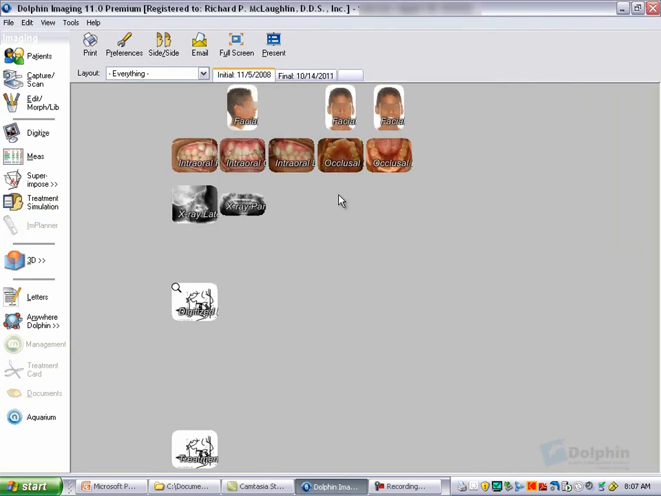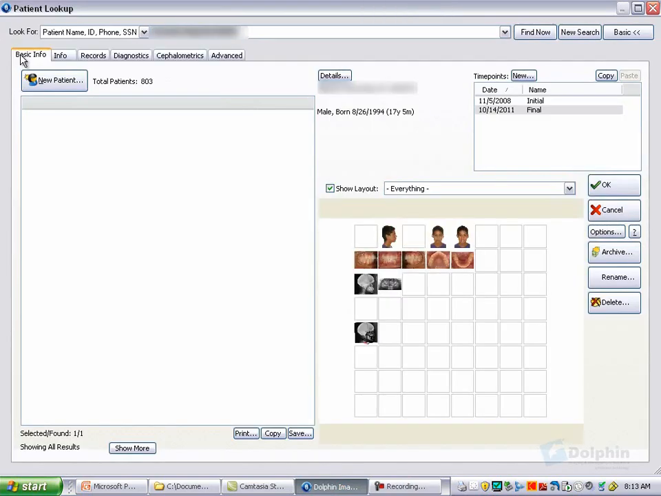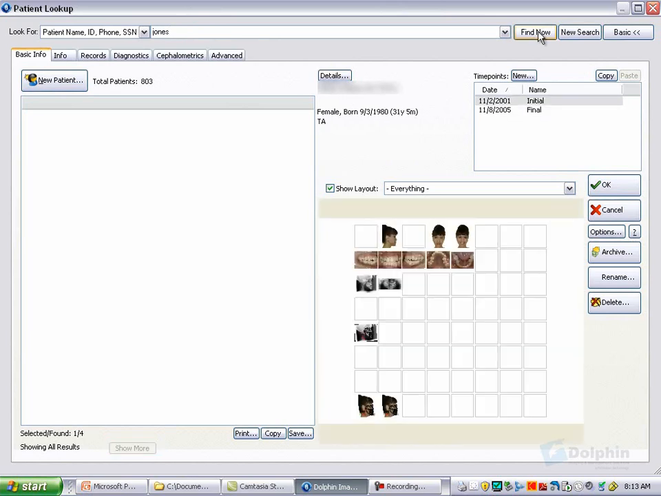So now we're going to move to the next patient, which is a surgical patient. To access this second surgical case on Dolphin Imaging, we go to Patients, and we left click, and we will type in her last name, and that'll be recorded in the upper part of the screen here, and then we can go to Find Now, and that will bring up her case. Now we can click on the OK button.